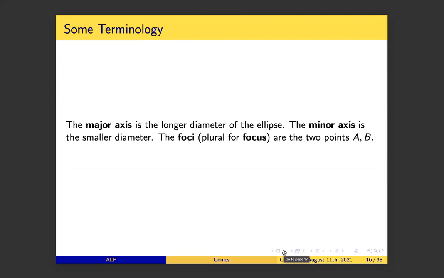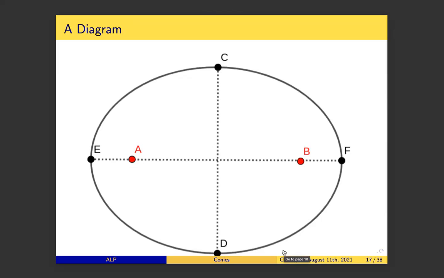Some terminology: the major axis is the longer diameter of the ellipse, and the minor axis is the smaller diameter of the ellipse. The foci, the plural of focus, are the two points A and B. We had a single focus for the parabola, but for an ellipse the foci are the two points A and B. Here's a diagram for you to see.